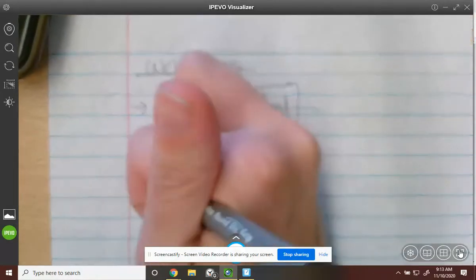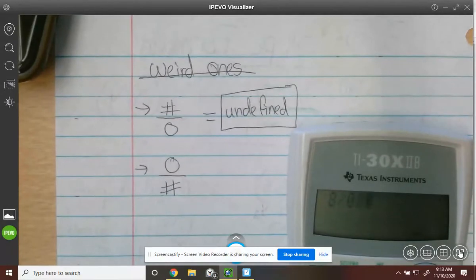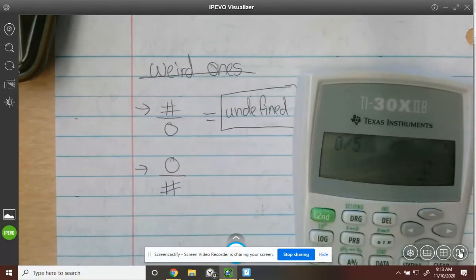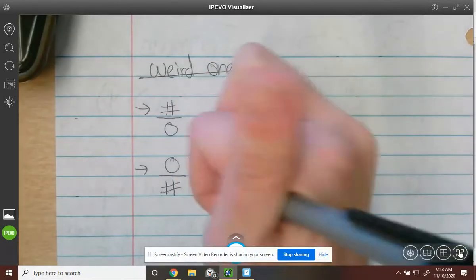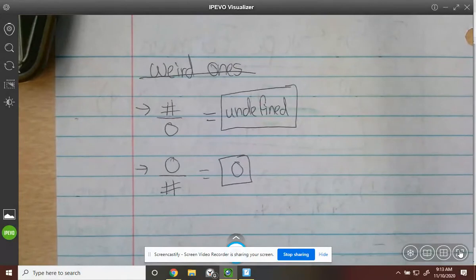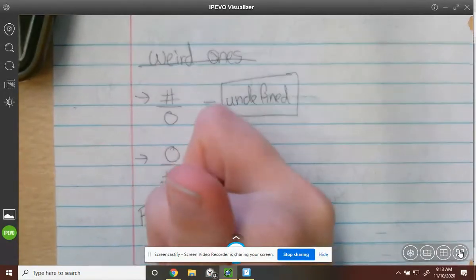Let's say you get 0 on the top of a number. Take 0 divided by 5, and I get 0. So if 0 is on top, then your answer is just 0. Not this fraction, just 0. Okay, one more thing.